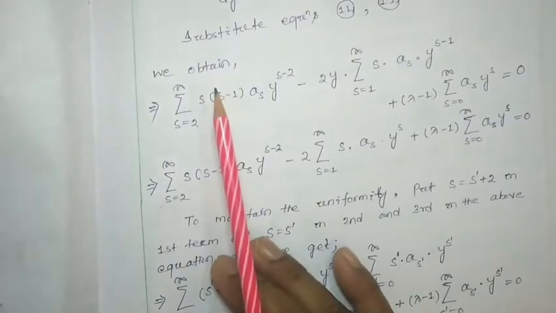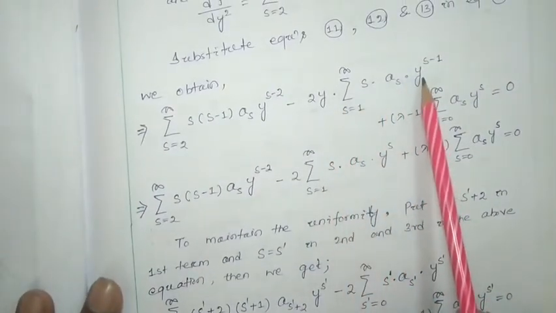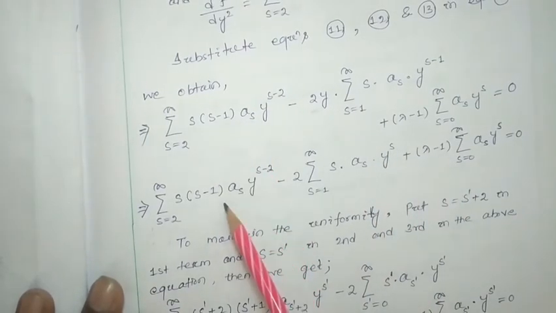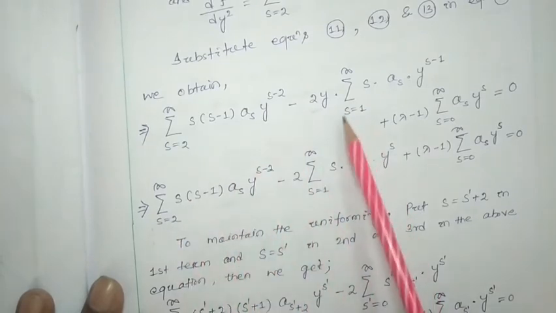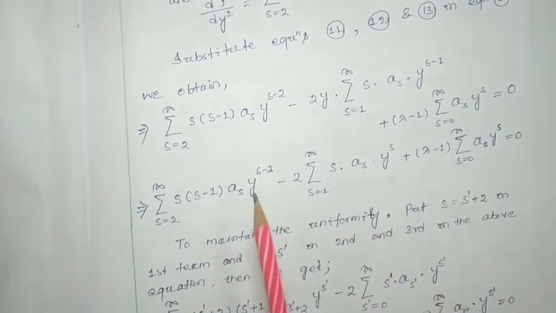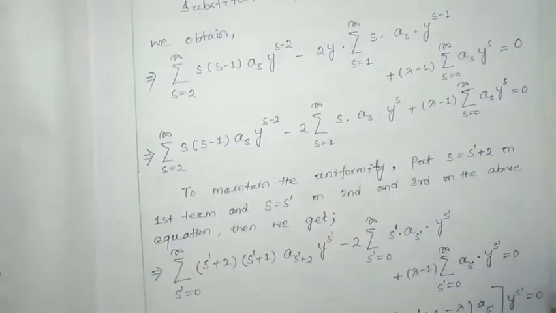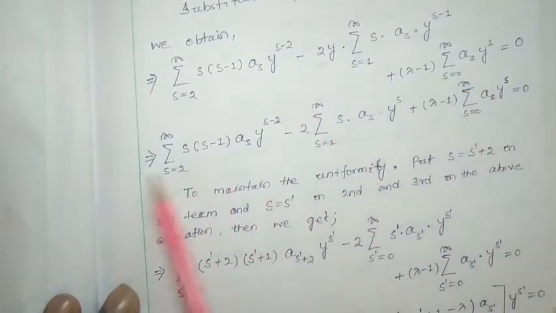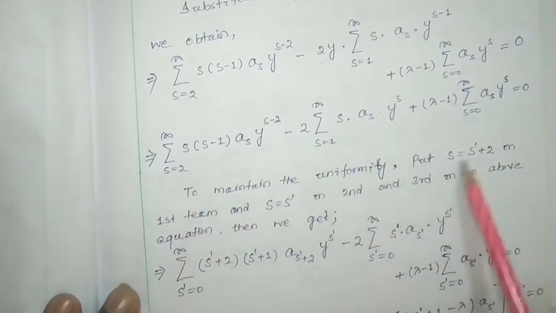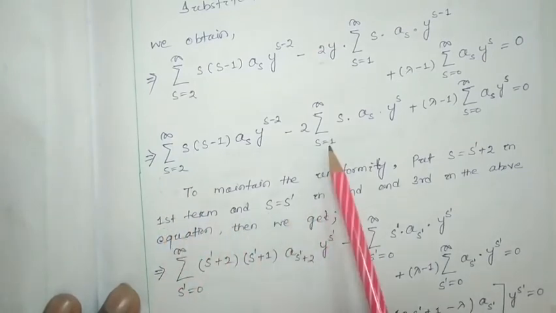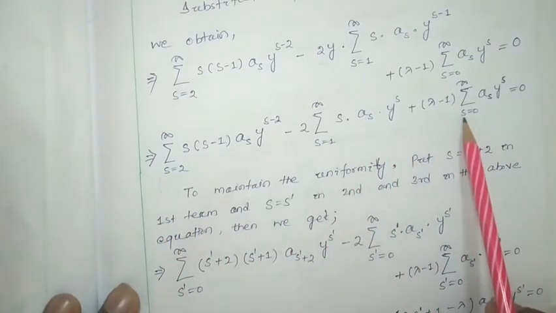Right now, see, y is here and this is y to the power s minus 1, so it will be y to the power s, and this term as usual I have written. This term and this term are the same, and here y is cancelled out and it will be y to the power s, and this term is also equal to 0. Now to maintain the uniformity, you can see here the summation starts from s equal to 2 to infinity, 1 to infinity, and here 0 to infinity. To maintain the uniformity of the summation, put s equal to s dash plus 2 in the first term and s equal to s dash for the second term and third term respectively.